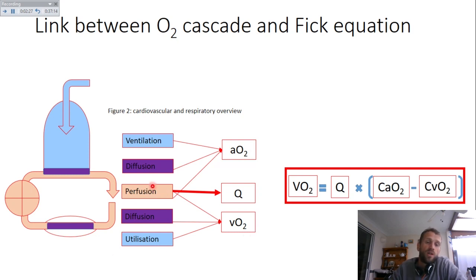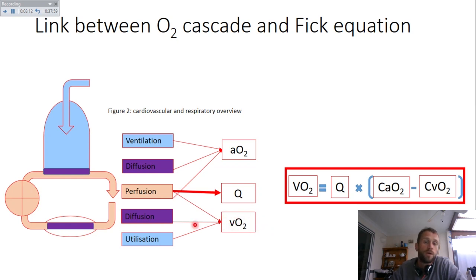And similarly, these three factors, so perfusion, diffusion at the muscle, and utilization at the muscle, are all going to impact your venous oxygen levels for similar reasons. If you've got poor perfusion to a certain region, then it's likely to pass through potentially where it's required, and therefore you might get an elevation in the VO2. Conversely, if the perfusion is slow, then you might extract more of the oxygen and therefore cause a decrease in VO2.